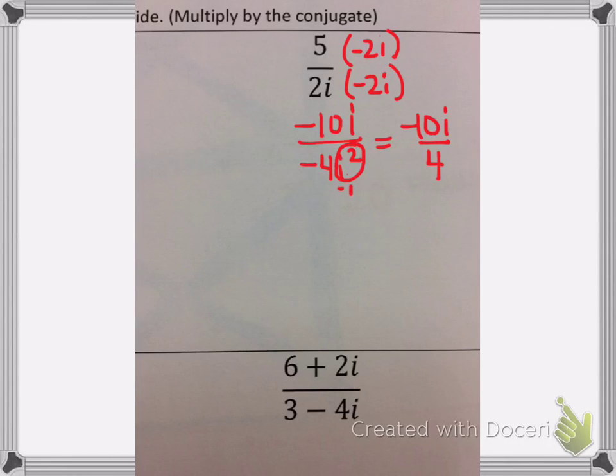This would be okay for your answer, but this does actually reduce. Both the top number, negative 10, and the bottom number here are divisible by 2. So I'm going to divide that by 2 and write my answer with that division done. Negative 10 divided by 2 is a negative 5, and 4 divided by 2 is 2. So this is my answer in simplified form.